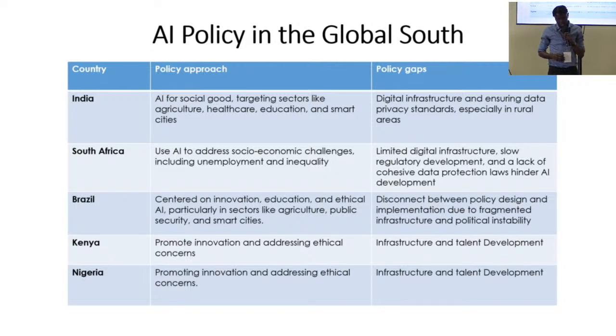And a country of interest, our country, South Africa. Our approach is we want to use AI to address socio-economic challenges, particularly including unemployment and inequality. Some of the policy gaps that were found is that there's limited digital infrastructure. Like I said, rural communities in South Africa, we know they don't normally have access to the internet. There are also network challenges and the likes. So part of the gap here in South Africa is a lack of policies that actually address digital infrastructure, and also we lack policies that address the digital divide.